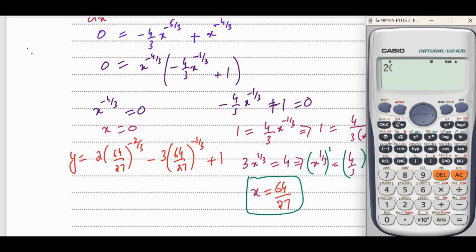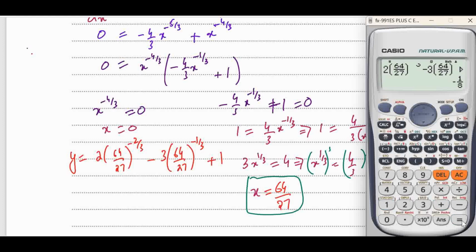2 multiply by 64 by 27 whole power minus 2 by 3, minus 3 multiply by 64 by 27 whole power minus 1 by 3, plus 1.